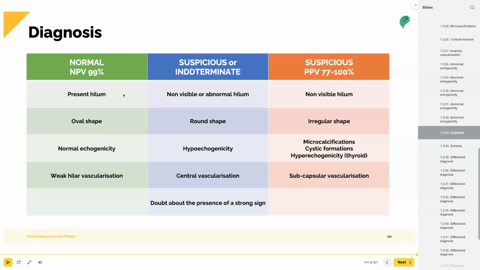So normal would be a hilum seen. Intermediate would be no hilum seen or an abnormal one. And very suspicious would be no visible hilum. And in each of these categories, you can see how the appearance would affect how something would be more suspicious or not.